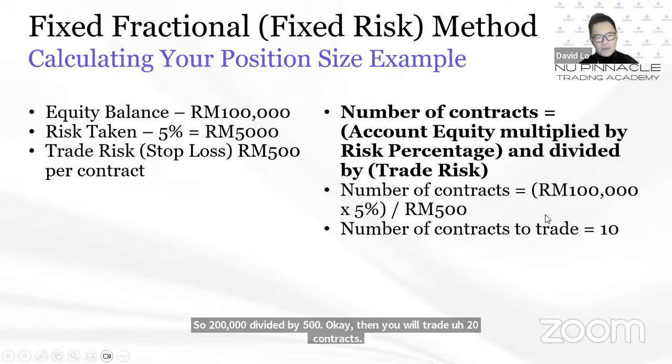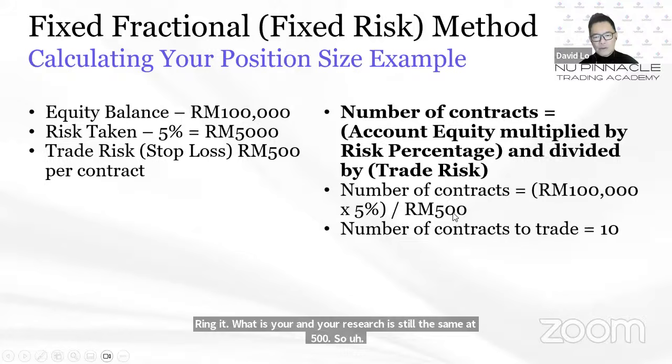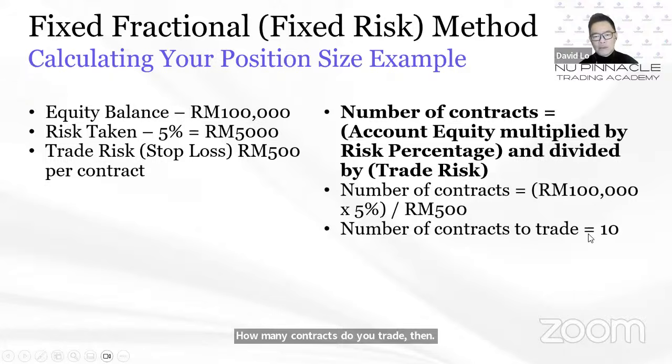Now, what if you had a string of losses and now you are at, say, to make it easy, 50,000 ringgit, and your trade risk is still the same at 500. How many contracts do you trade then? Less than that. You will trade 5 contracts. So that's how you calculate your number of contracts.